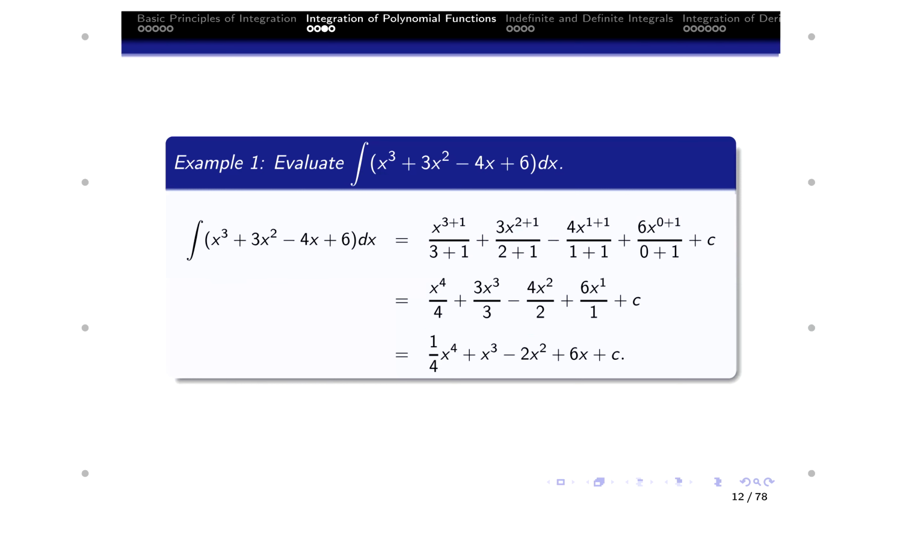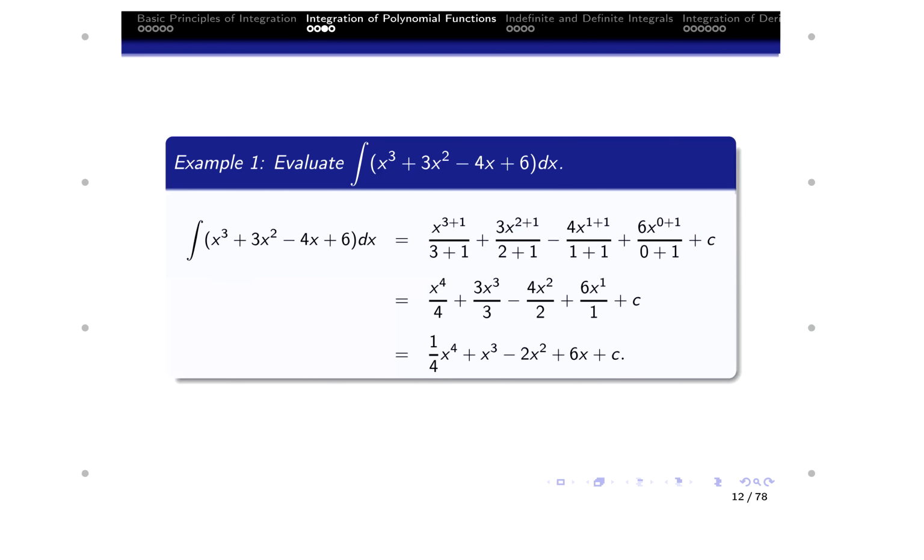Then, of course, 3 cancels 3. So you have x raised to power 3. 2 goes in 4, 2. So you have minus 2x raised to power 2. Then, of course, this is 6x plus c. And that's so simple. That is how you integrate a polynomial function. So straight to the point.